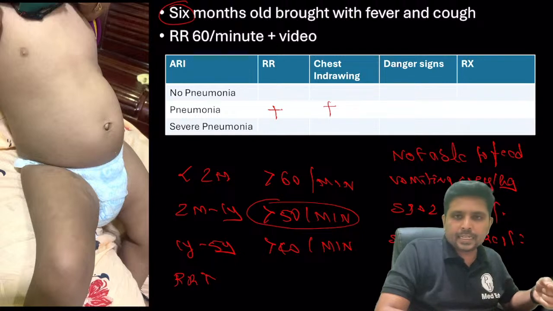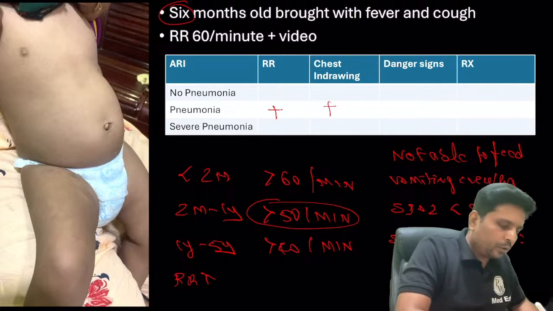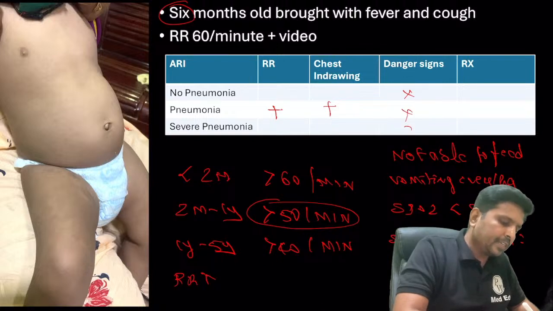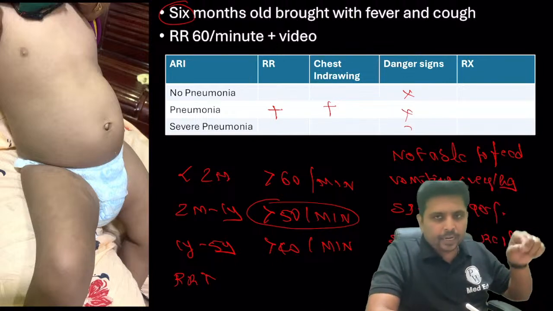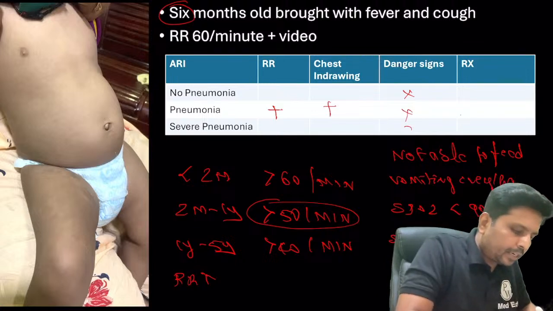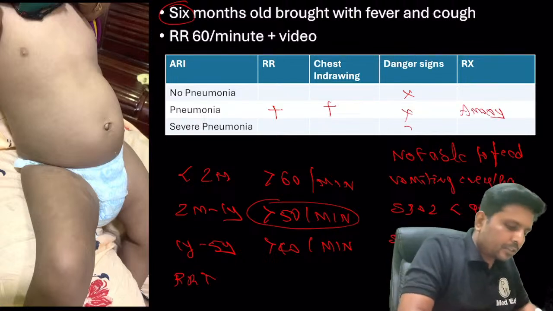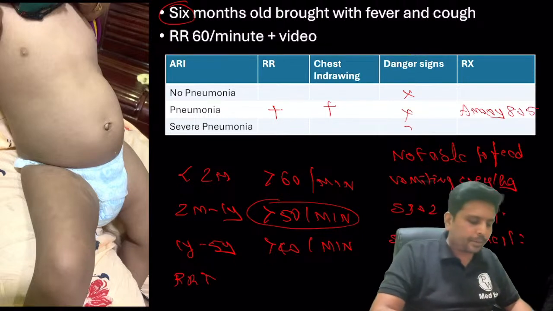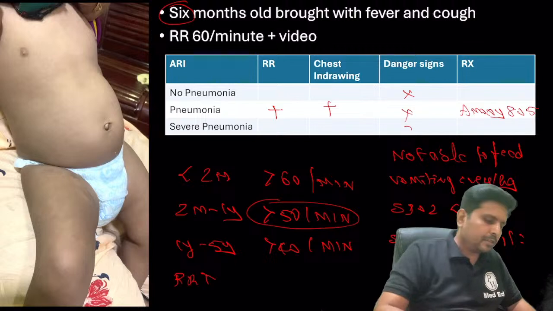Are there any danger signs for this child? No, there are no danger signs at all. So it comes under pneumonia. What is the treatment? The treatment is amoxicillin, 80 mg per kg for about 5 days.